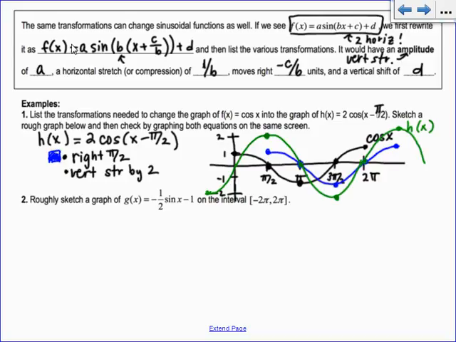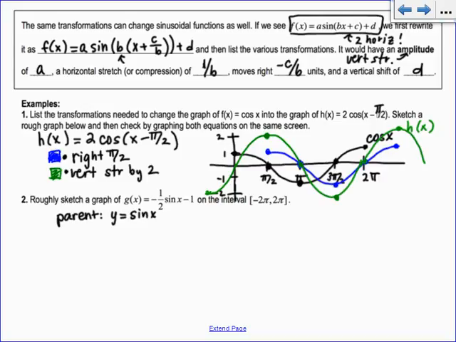All right, so here we go. So it says, roughly sketch a graph of g of x equals -1/2 sine of x minus 1 on the interval -2 pi to 2 pi. Okay, so let's start out with a parent. So our parent function is y equals sine of x.